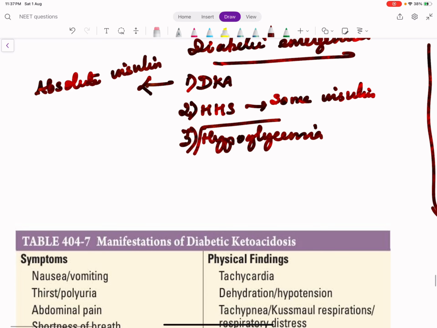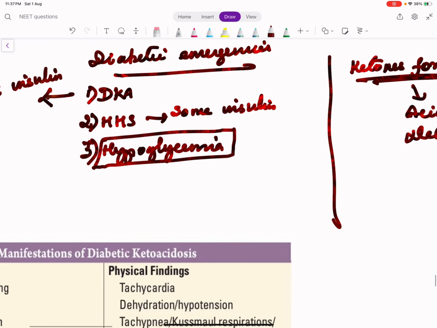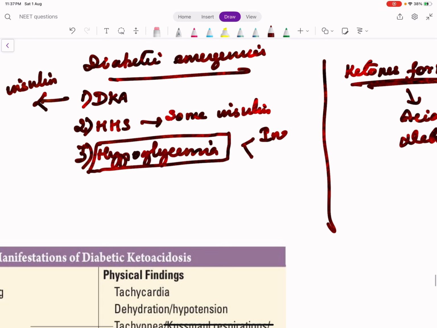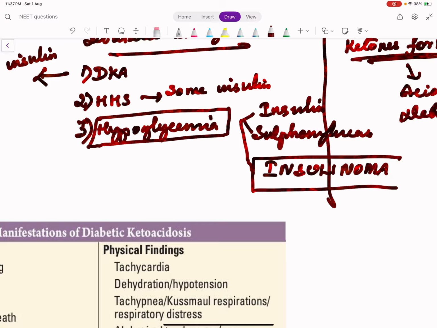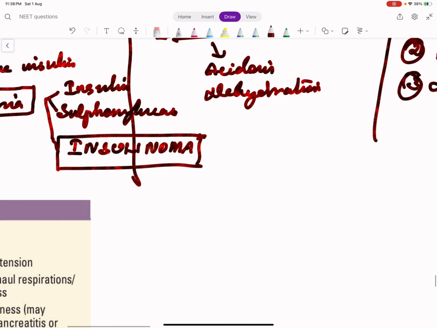So hypoglycemia: usually diabetic patients who are taking insulin or insulin secretagogues like sulfonylureas get hypoglycemia. There is a disease called insulinoma. Insulinoma is an insulin secreting tumor which is produced by the pancreas. So when insulin is high, what happens? There will be hypoglycemia. And usually people talk about Whipple's triad.